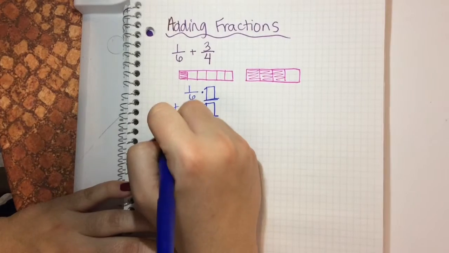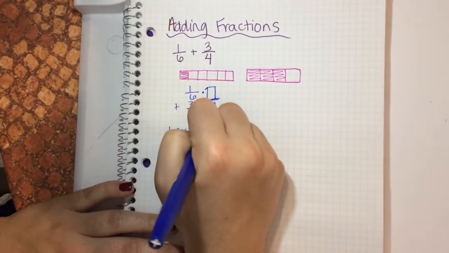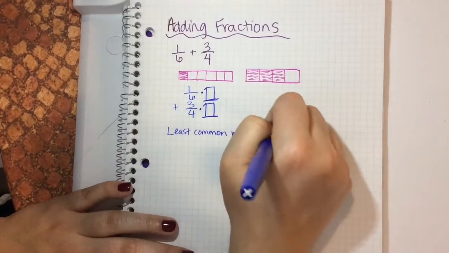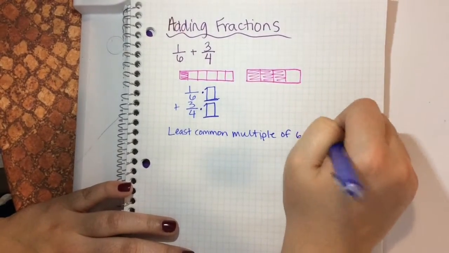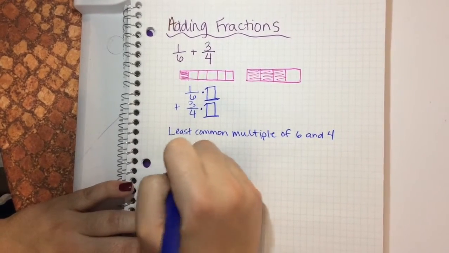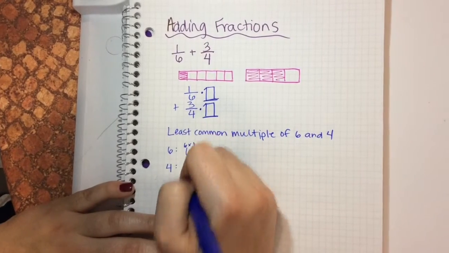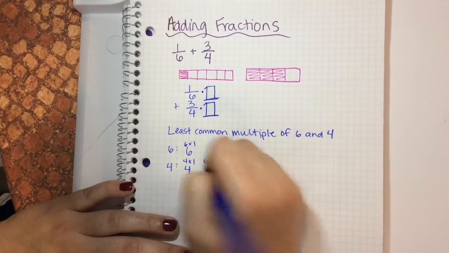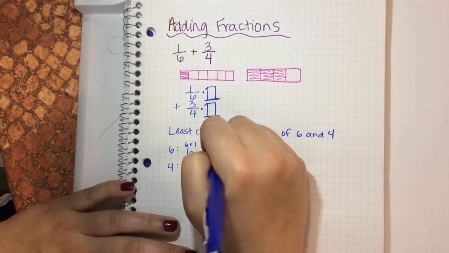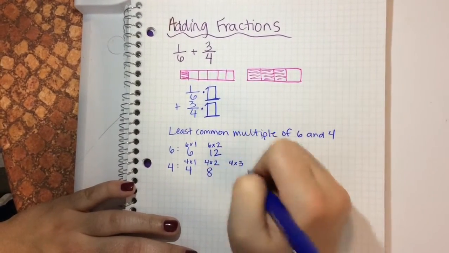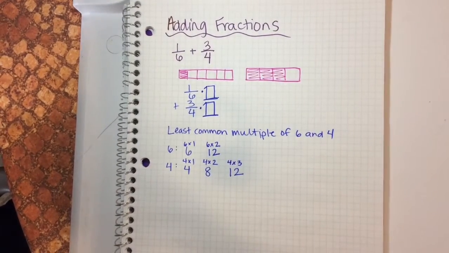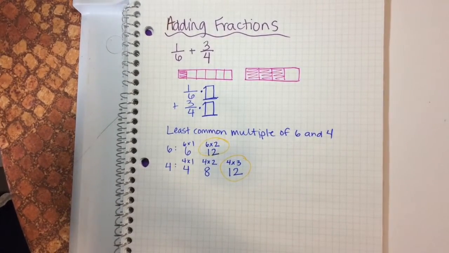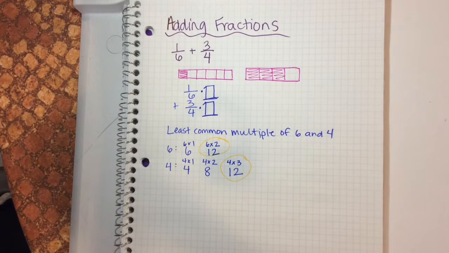So what I want to do is find the least common multiple. 4, 6, and 4 for my two denominators. So 6 times 1 is 6. 4 times 1 is 4. 4 times 2 is 8. 6 times 2 is 12. 4 times 3 is 12. So I know that I want to get these both to be represented with 12ths instead of with 6s and 4s.